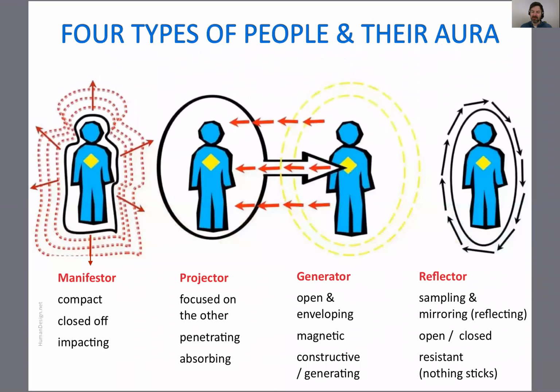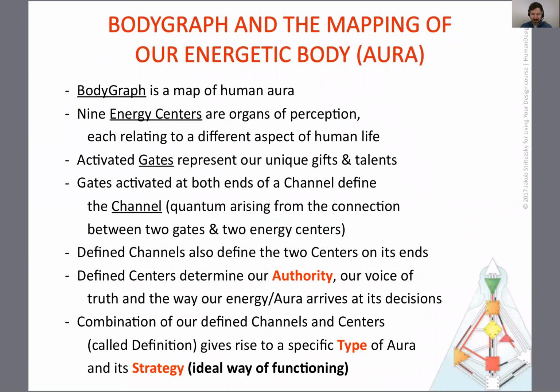Let's take a look at some of the characteristics of these four types of aura and what it actually means. Well, here you have a list of some of these characteristics where you can see that, for example, manifestor aura is very compact, it's closed off, it's impacting, and so on. We'll go through that in detail in the respective recordings on each of the four types. But this is the slide that you've seen in the first class of the Living Your Design course. Let me just go over it real quick and highlight the key things that we need to speak about when we speak about the types.